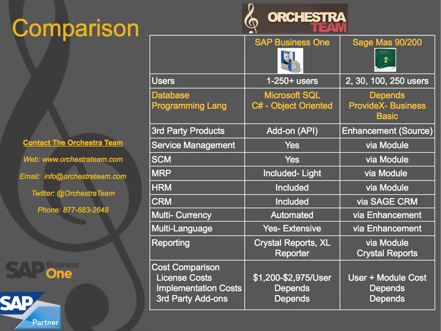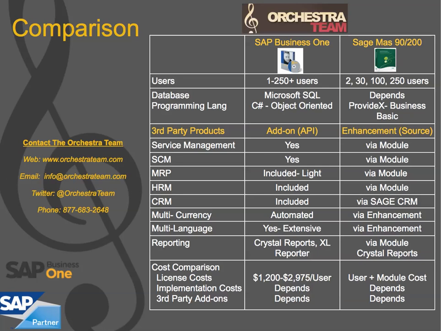It's written in Providex, which is a business basic programming language. SAP Business One has third-party add-ons which are required to use the API, follow the set of rules, make sure that they don't corrupt the source code. Sage Mass 90 and Mass 200 also have an API, but it's more intended for integration purposes.